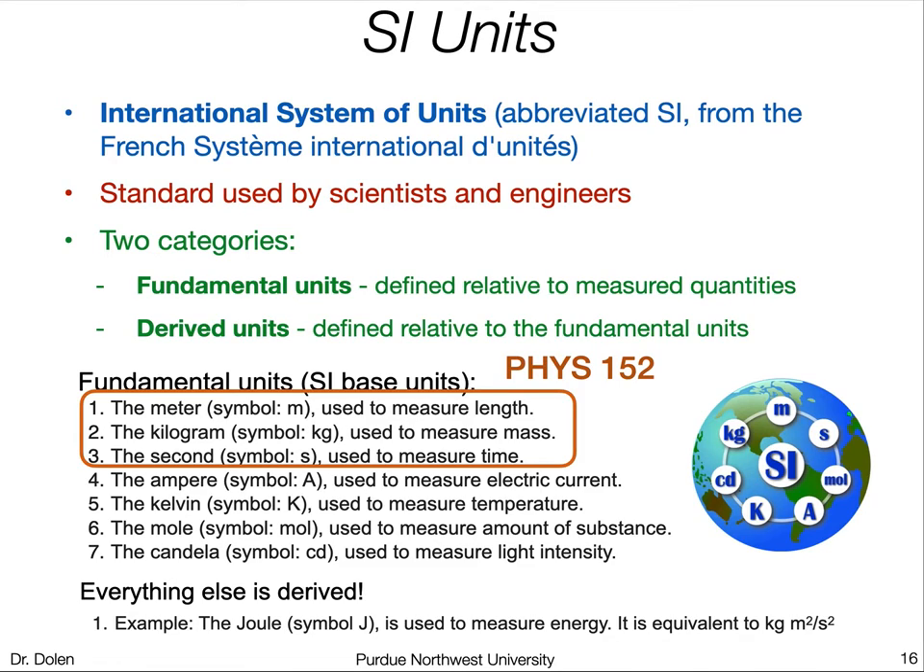And in this class, we're really only going to use 3 of those, right? The meter, the kilogram, and the second. You'll use the rest in future physics classes. Everything else is derived, right? What we mean by derived is that they're based on these fundamental units. So for example, the unit of energy is something called the joule, right? Or just the symbol capital J. But what the joule is, it's equivalent to a kilogram meter squared per second squared, right? So it's based on these fundamental units. So the joule is a derived unit that's based on these fundamental units, okay?